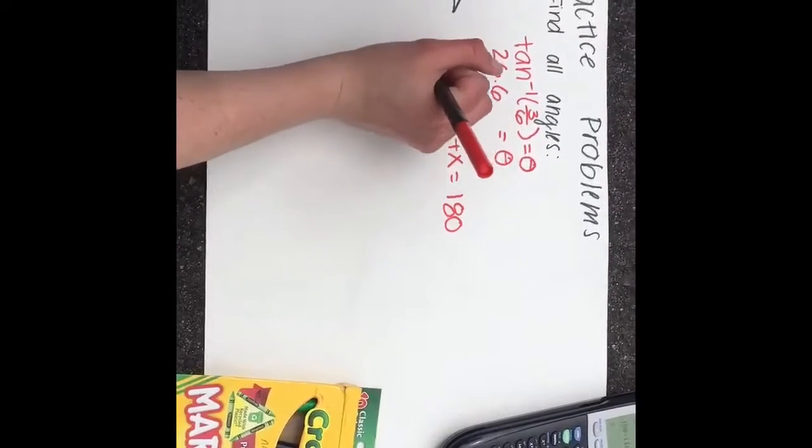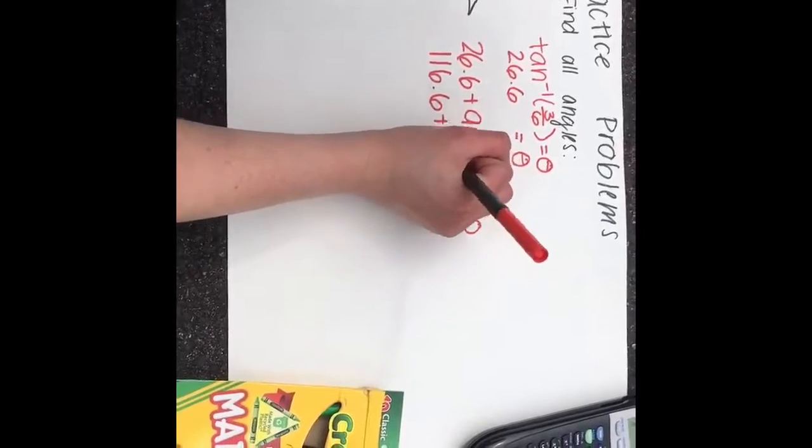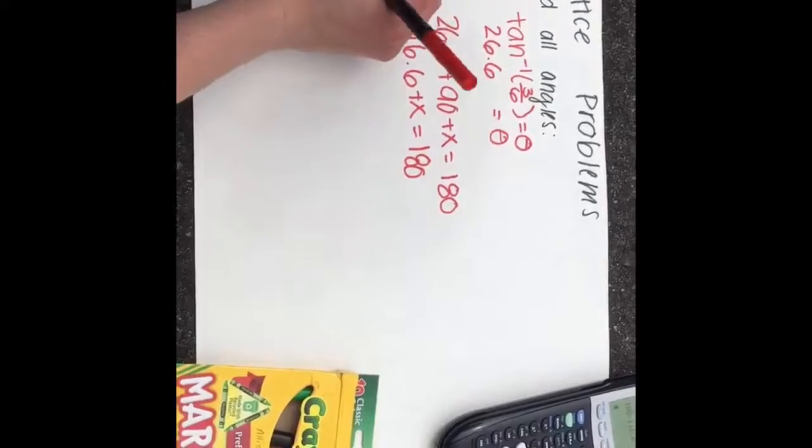And in order to find the other angle, you add the two numbers you already know together. You subtract them from 180 in order to find the missing angle.